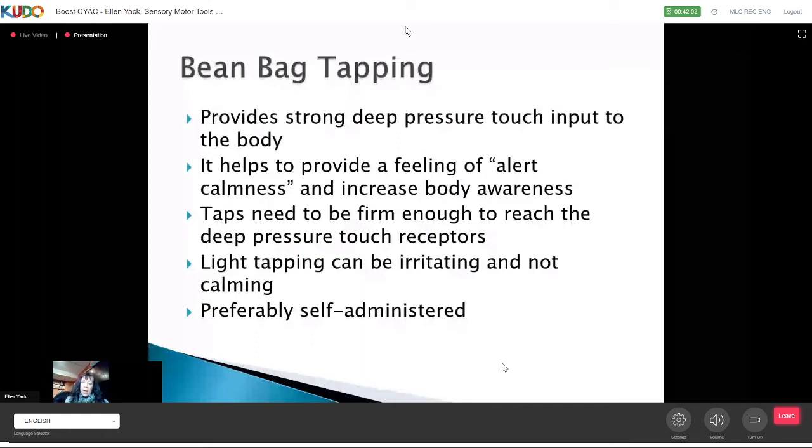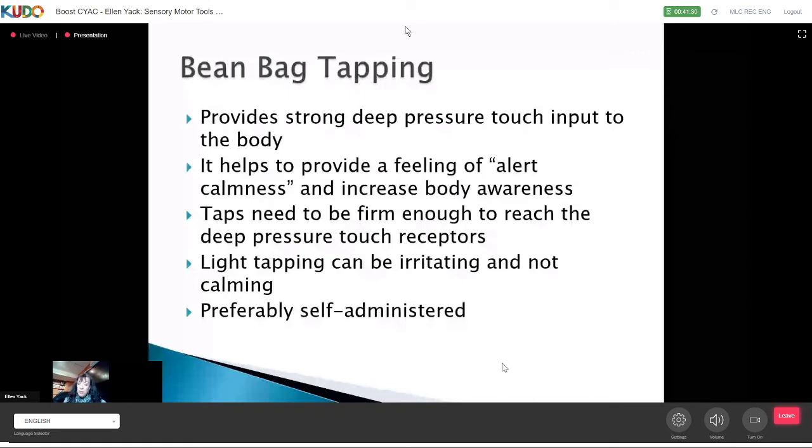And again, beanbag tapping is a lot easier to administer than the Wilbarger brushing. So when you have a latency age child, a teenager, an adult, it's much easier to teach them how to do the beanbag tapping than the brushing. The brushing is harder to do on yourself because you have to exert so much pressure. So beanbag tapping, again, provides deep pressure touch input to the body. Helps provide a feeling of alert calmness and increased body awareness.